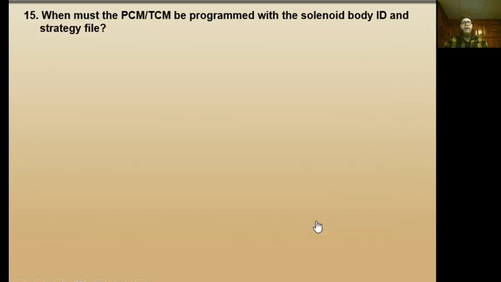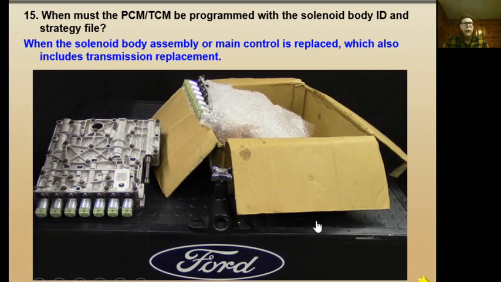When must the PCM-TCM be programmed with solenoid body and strategy file? When the solenoid body or main control is replaced. Sometimes the main control will come with all the solenoids on it. Other times the solenoid body and main control are separate. So pay attention to that when you're ordering parts.